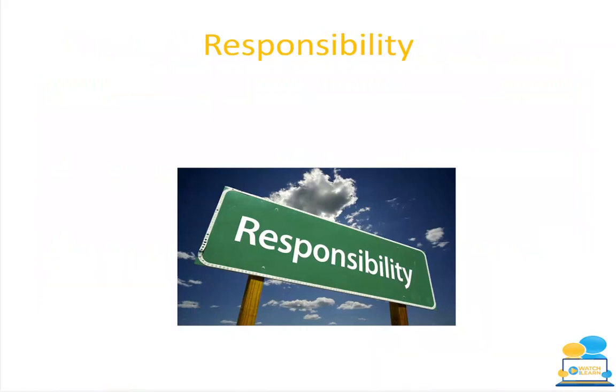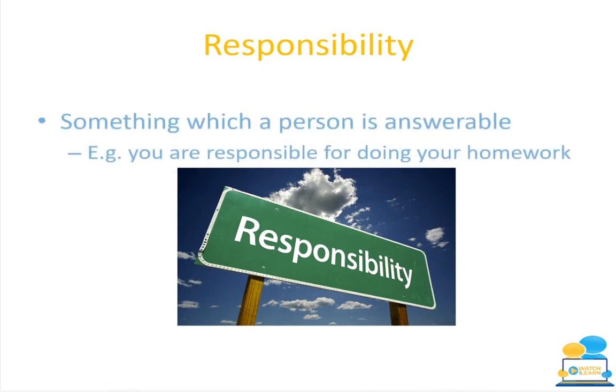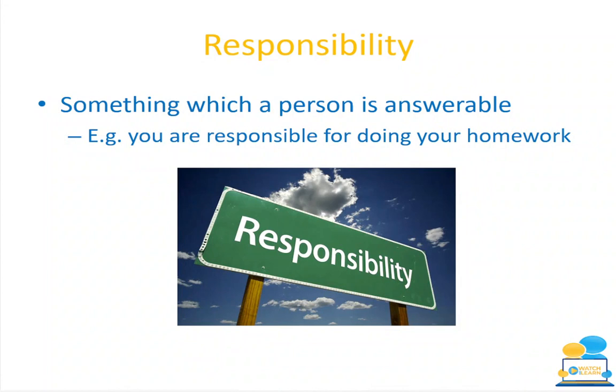So, a responsibility. You need to know the difference between a right and a responsibility. In this case, you state the word responsibility, then you explain it, and then you give an example. A responsibility is something which a person is answerable to, okay? So you are responsible for doing your homework. It is your job to do. You are responsible for bringing in your cooking ingredients to school. If you don't bring it in, then you can't cook, but it also means your partner can't cook. So it's your responsibility to bring it in.